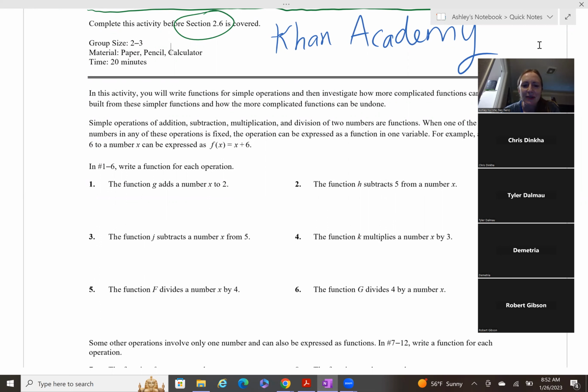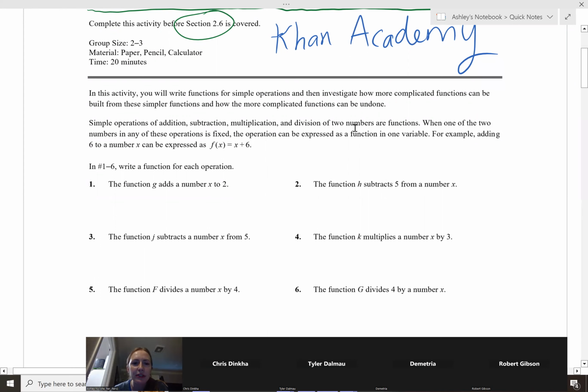Okay, I think it looks good. We'll read over it together and see if we can go over some examples, and save some examples for when we get into groups. In this activity, we will write functions for simple operations and then investigate how more complicated functions can be built from these smaller functions.